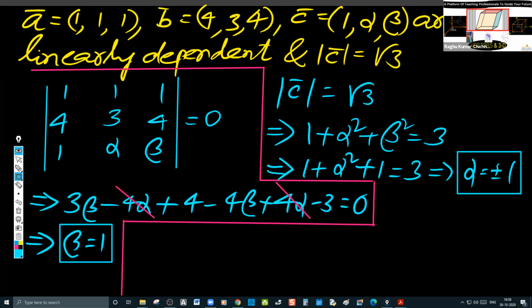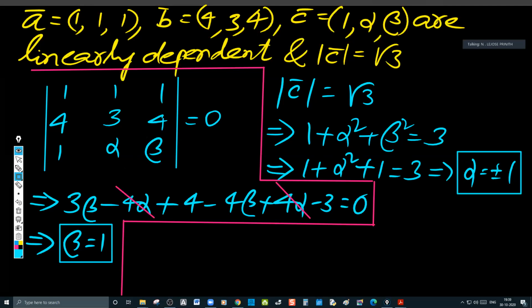Alpha value is plus or minus 1 and beta value is 1, which is required to be found out.